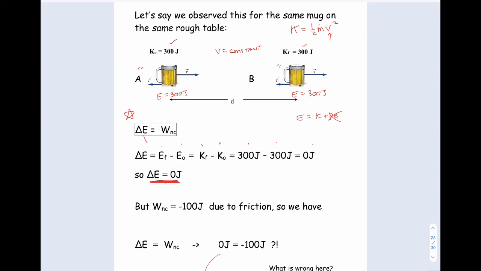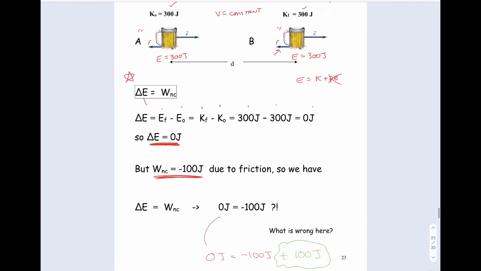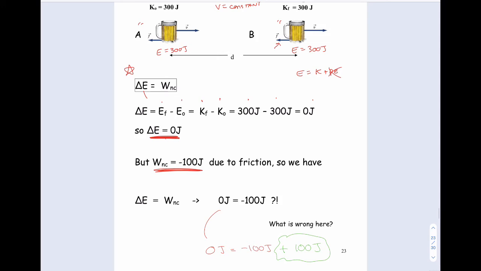But we still have kinetic friction on the floor. So the work done by kinetic friction is still minus 100 joules. So that kinetic friction force is still generating 100 joules of thermal energy. So the cup and the floor get warm. So we go back to our expression. We said that's our go-to expression.